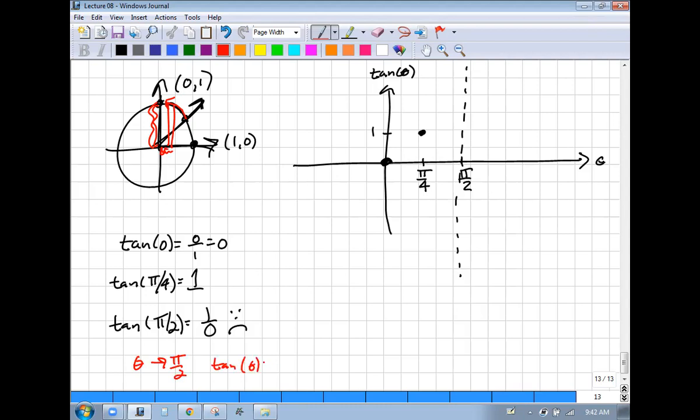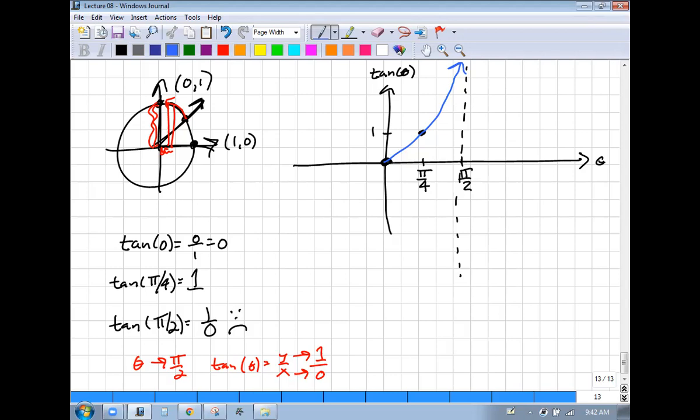So as theta goes to pi over 2, tangent theta is y over x. The y is approaching 1, but the x is approaching 0, right? But they're both positive numbers. So if you take 1 and divide it by something really, really tiny, you're going to get something really, really big. What happens to this graph is as you get closer to pi over 2, this thing just blows up to infinity. Okay? So that's the right half of tangent.